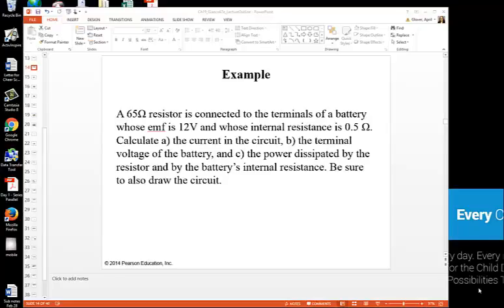Okay, let's go through a couple examples. So the first one you have is a 65 ohm resistor is connected to the terminals of a battery whose EMF is 12 volts and whose internal resistance is 0.5 ohms. Calculate the current in the circuit, the terminal voltage, and the power dissipated by the resistor and by the battery's internal resistance. Okay, make sure you also draw your circuit.